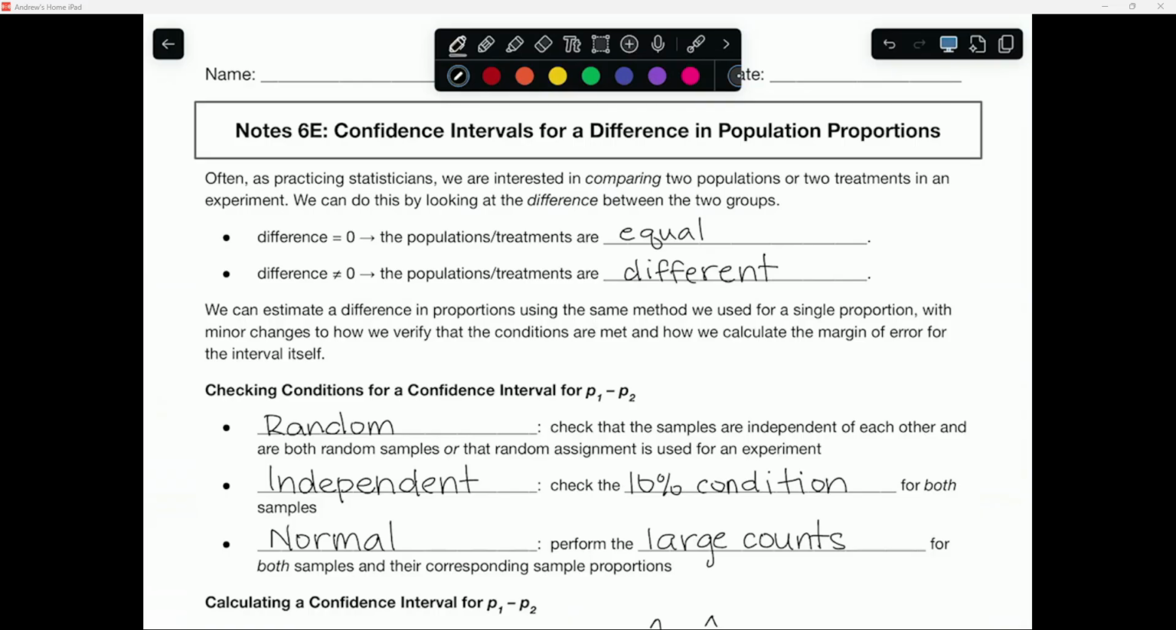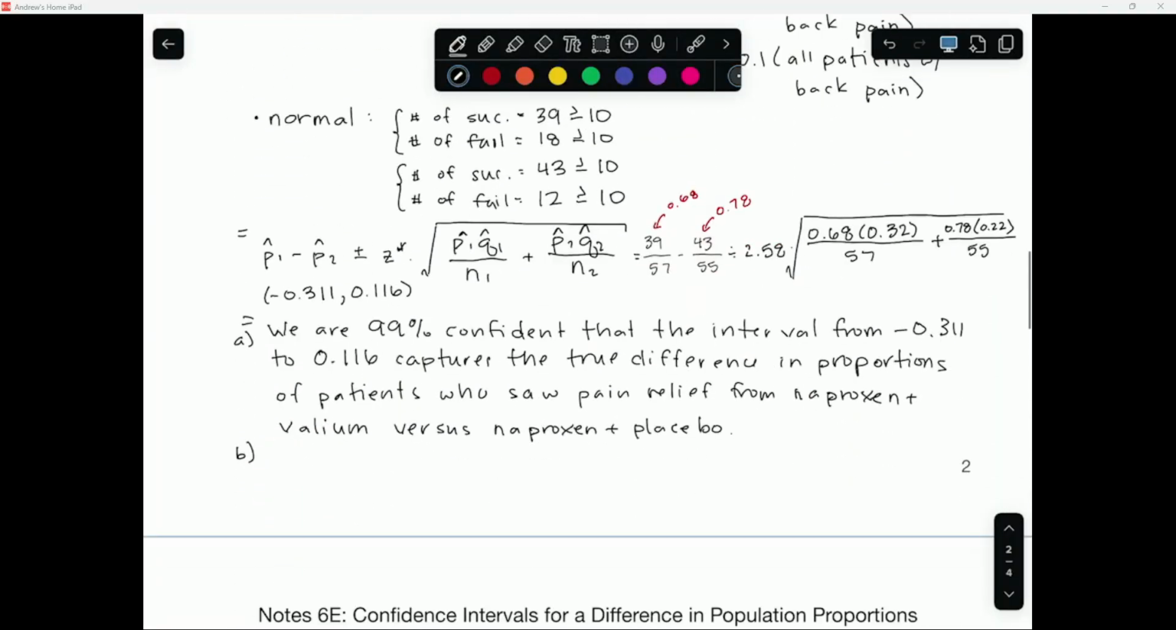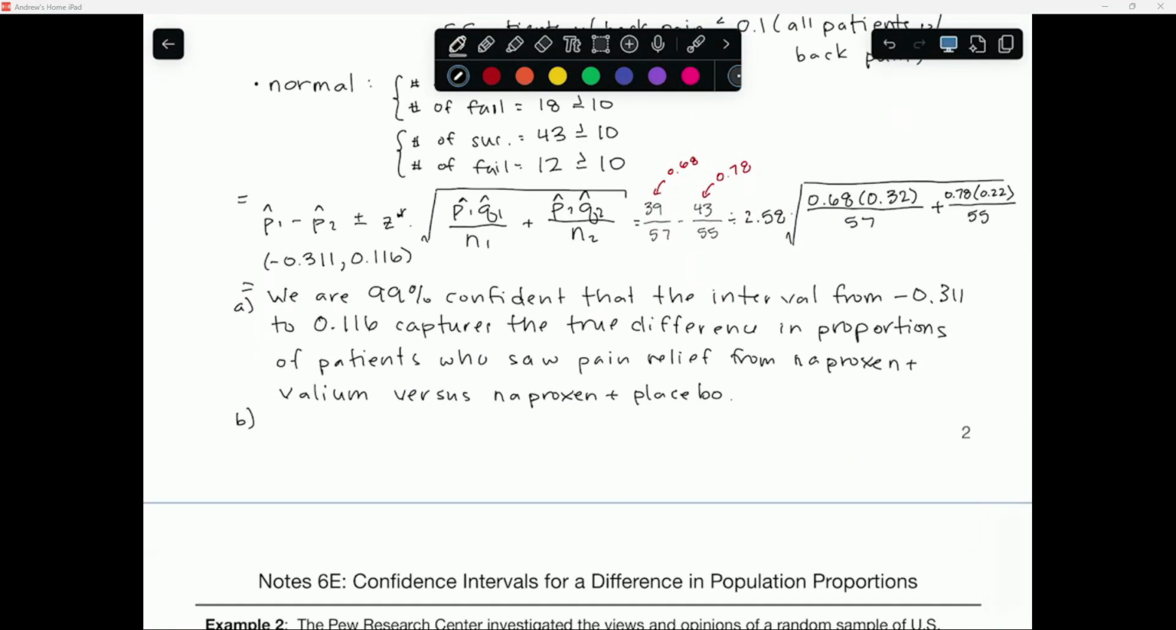If the difference is not equal to 0, the populations or treatments are different. So the question is, is 0 contained in my interval? If it is, I cannot state that the treatments are different. If 0 is not in my interval, I can state that the treatments are different. So we're looking to see if 0 is inside our interval. And if I look, lower bound is negative, upper bound is positive, 0 is in between those numbers.